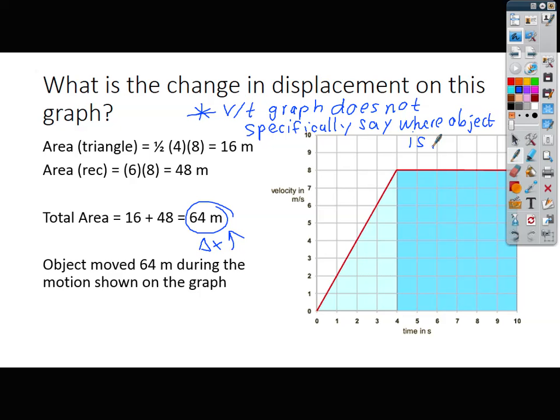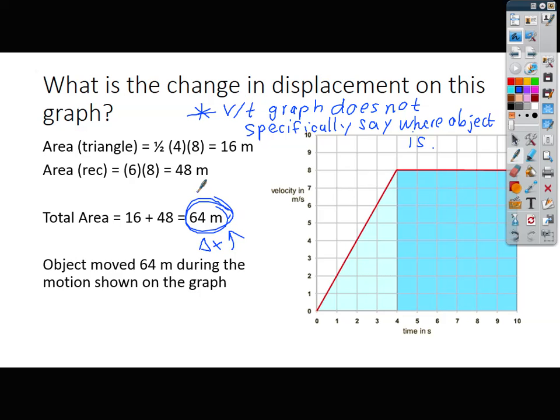All right. What we mean by that is be aware. This is one of those things that tricks people. A displacement time graph very clearly is telling you where the object is based on a reference point, based on 0. A velocity time graph does not tell you where you are. It can tell you how far you've moved from some point, but it doesn't necessarily say, did you move 64 meters from 0?